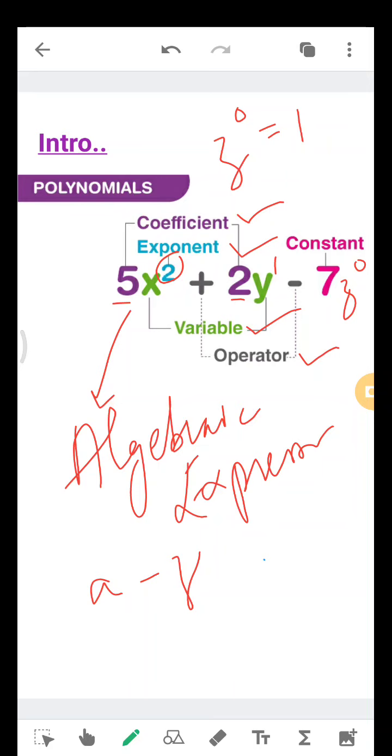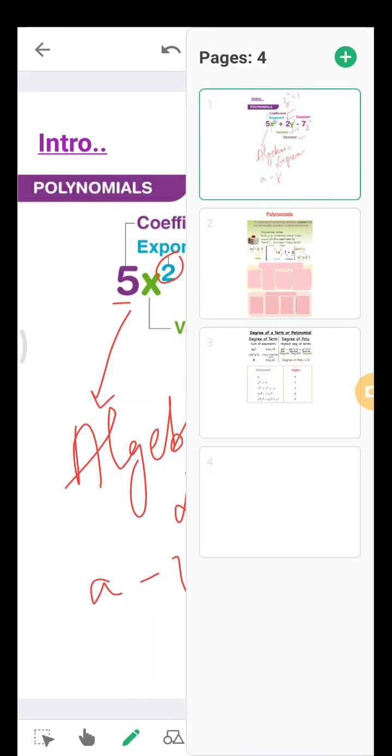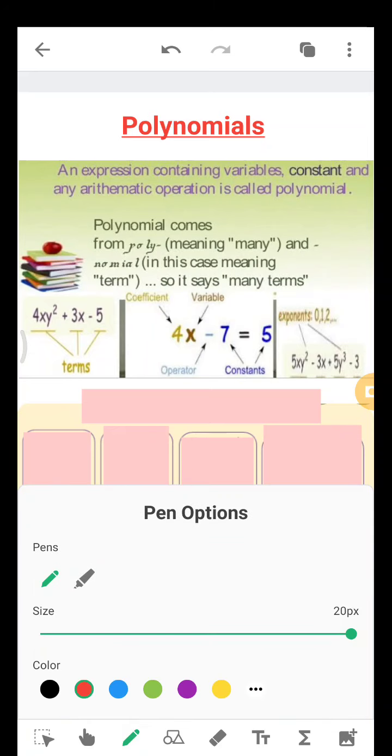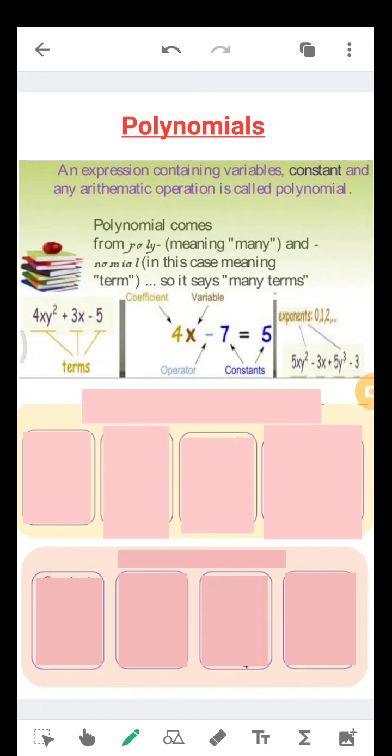First, let's understand the definition of polynomial. A polynomial is an expression containing variables, constants and any arithmetic operation, plus, minus, any arithmetic operation. Now from where is this word derived? It is derived from the word poly. Poly means many and nomial is a term. So it says a combination of many terms.